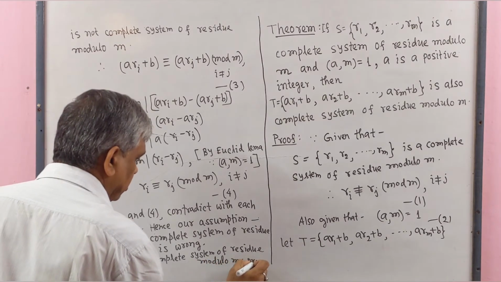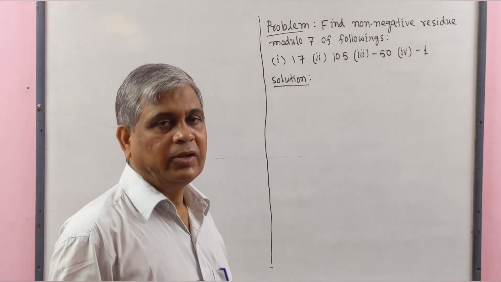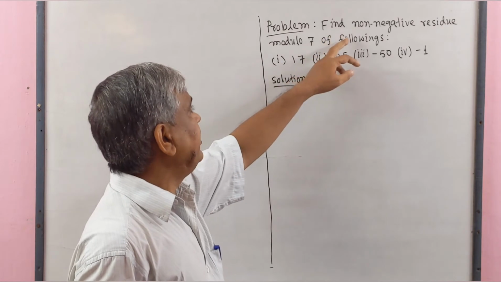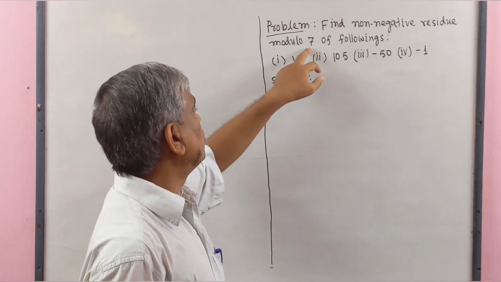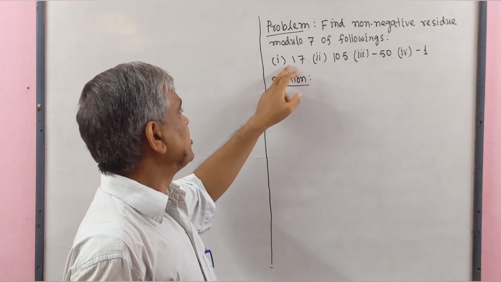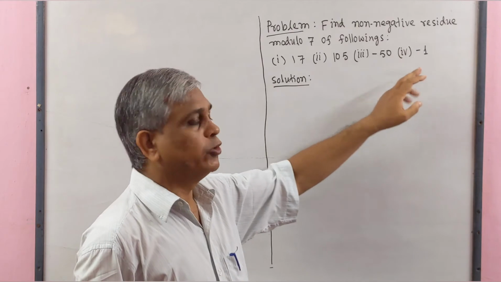Proved. Now we solve a problem. Problem is find non-negative residue modulo 7 of the following numbers: number 1, 17; number 2, 105; number 3, minus 50; number 4, minus 1.